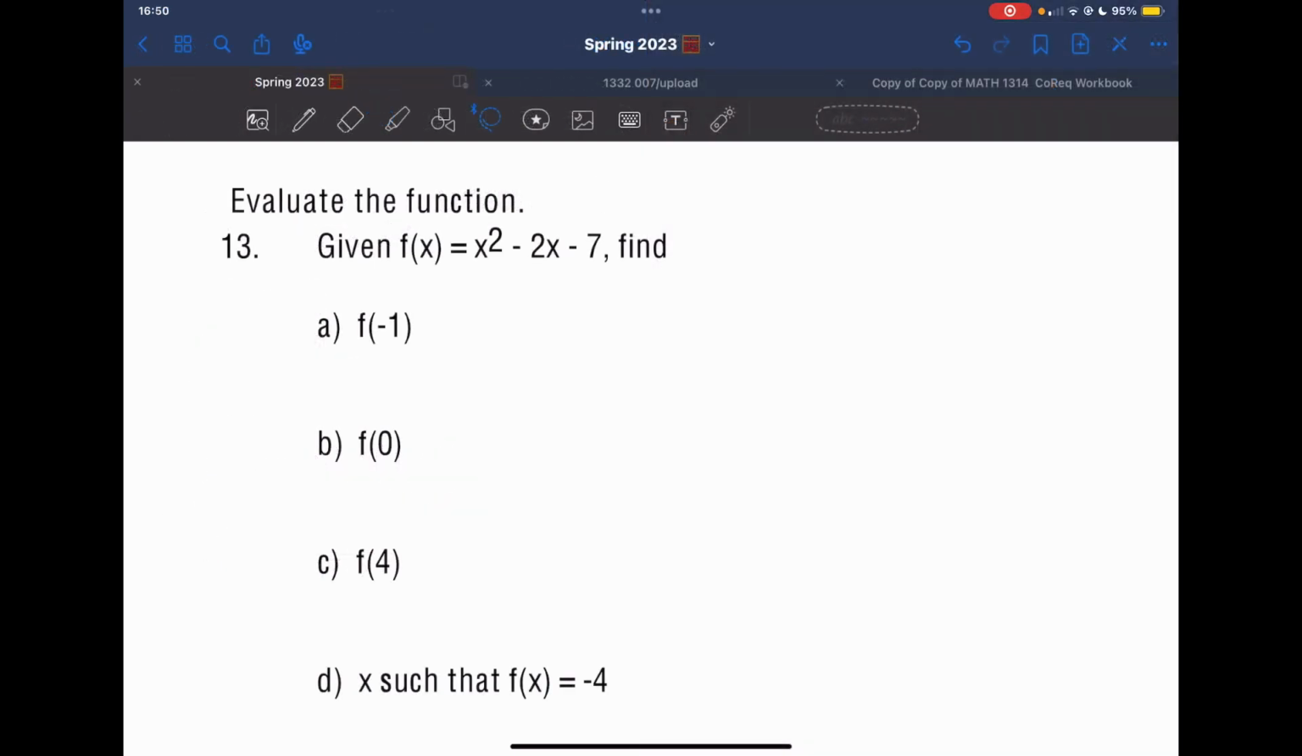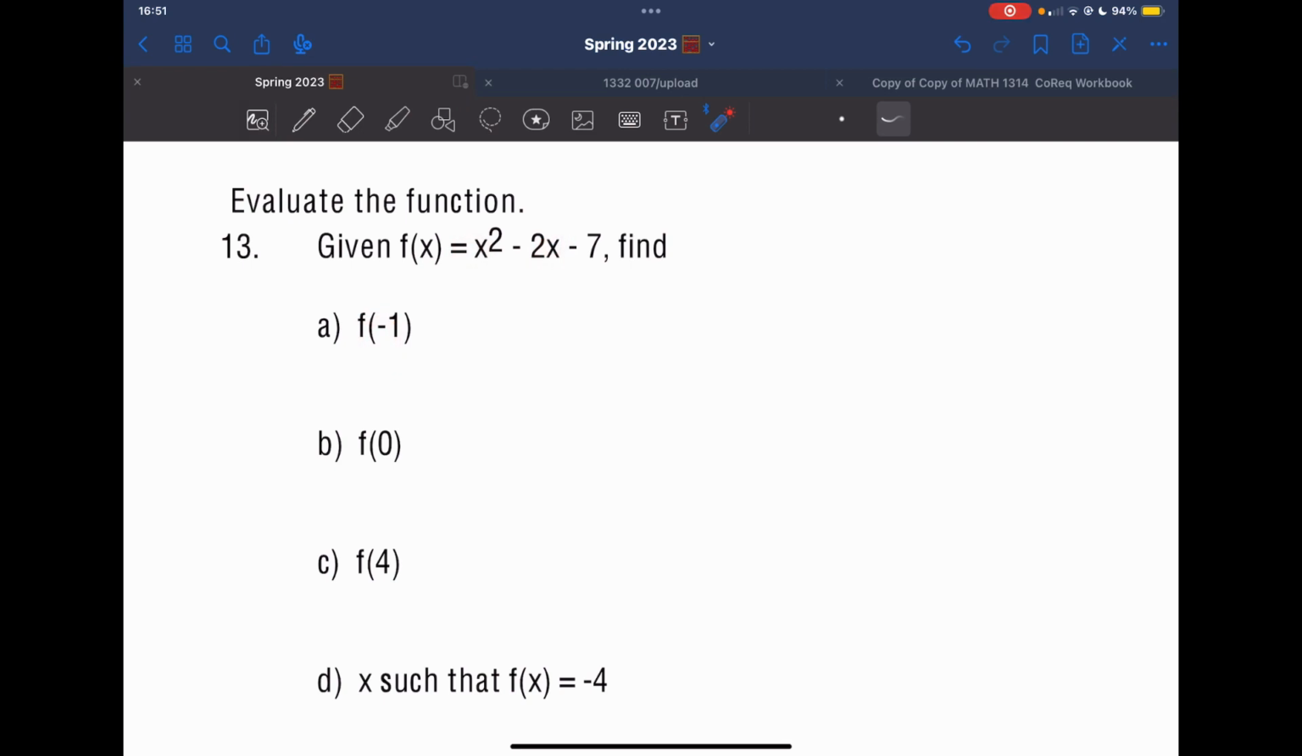f of x equals x squared minus 2x minus 7, fine. So you're basically, these are all x's, so this is x equals whatever is inside those parentheses. This one is a y, so this is y equals. The way this goes, you're going to substitute this value of x, wherever you see an x, into this function.